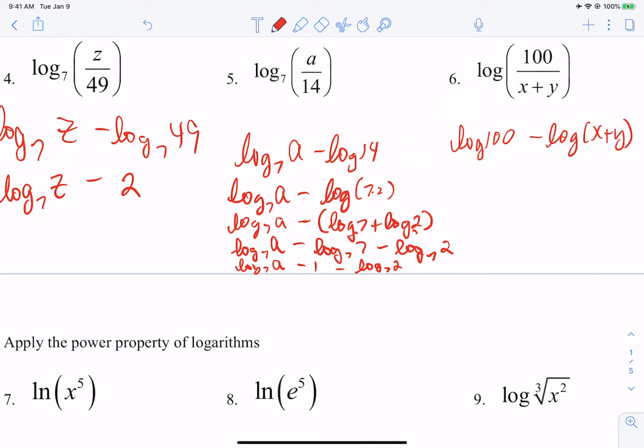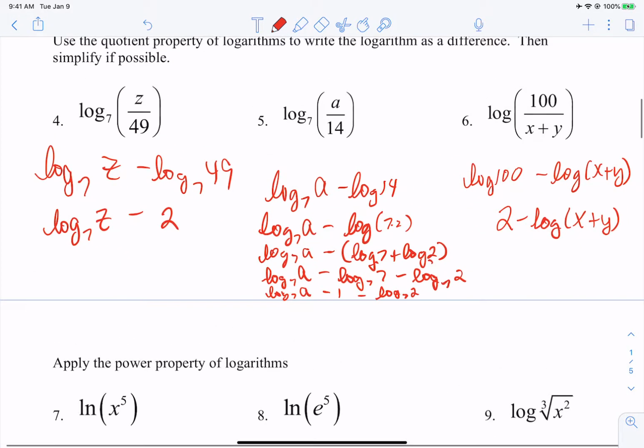This we can evaluate. The log of 100 is 2, because what power do you put on a 10 to get 100? That would be 2. And then we are kind of done. We can't go any further. Does anyone have any questions about 4, 5, or 6?